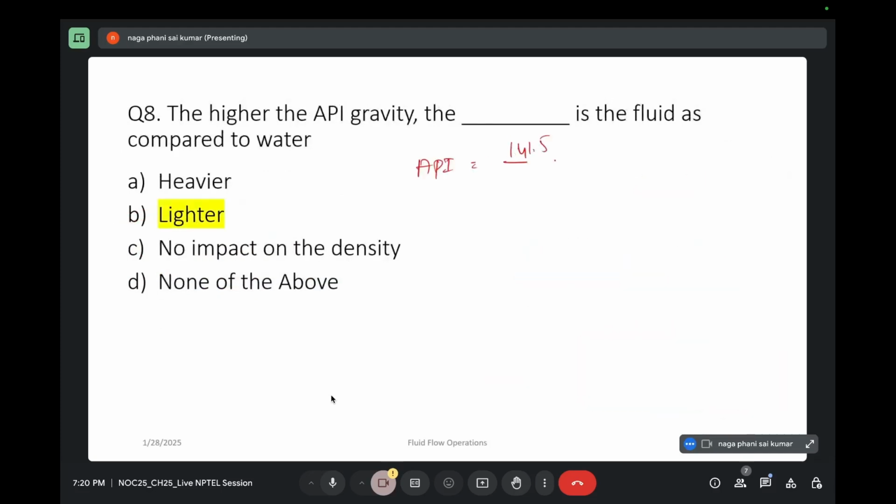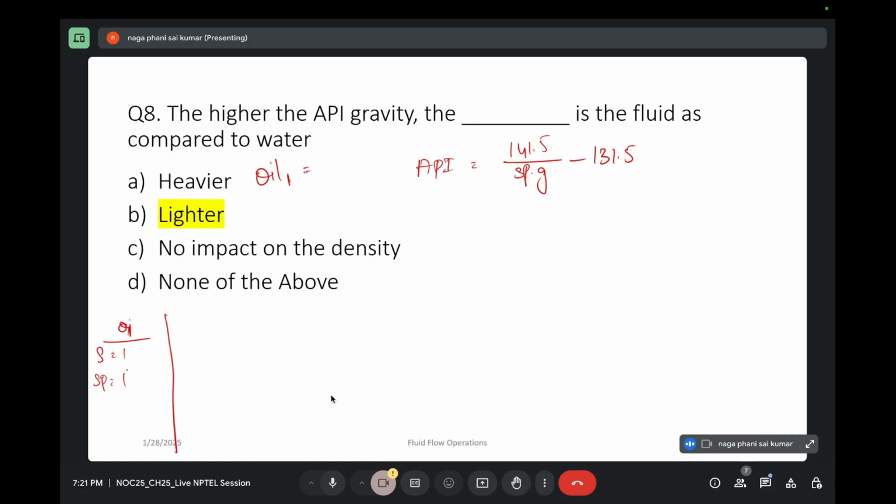API gravity is 141.5 by specific gravity minus 131.5. Let's take an example of oil 1, which has a density of 1. In the case of O1, density is 1. Then specific gravity will be equal to 1, right?